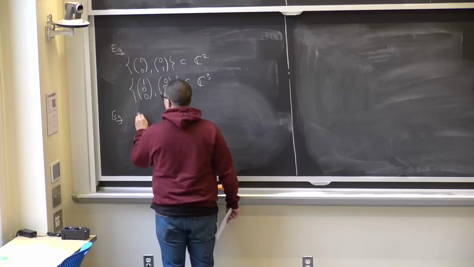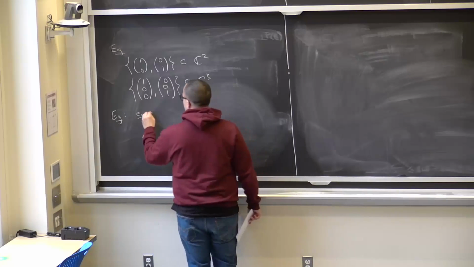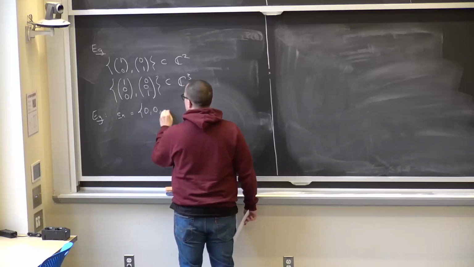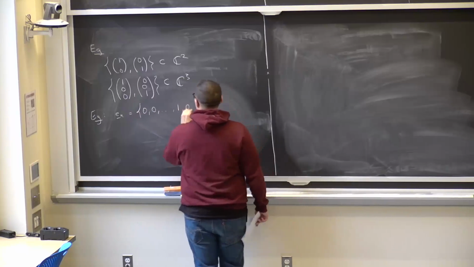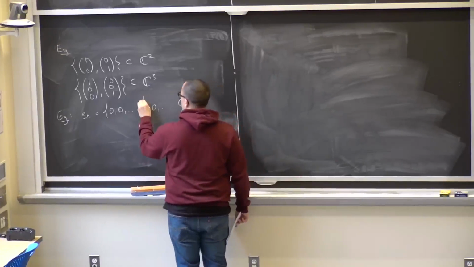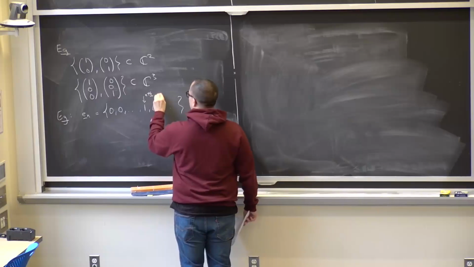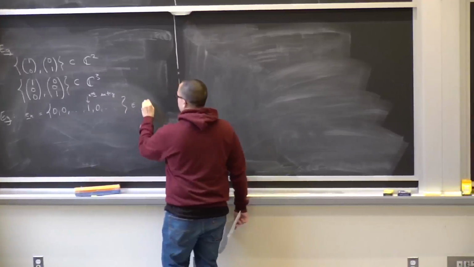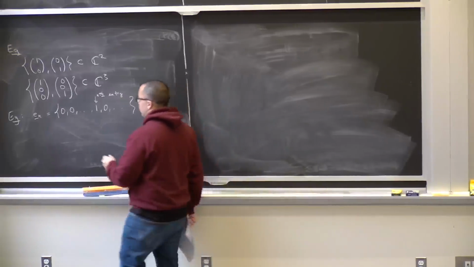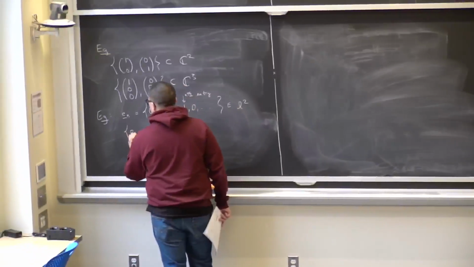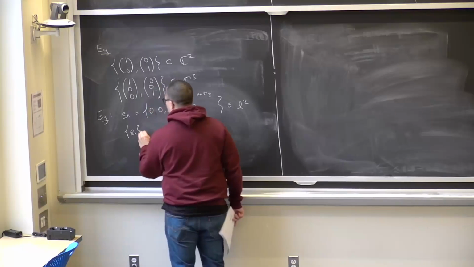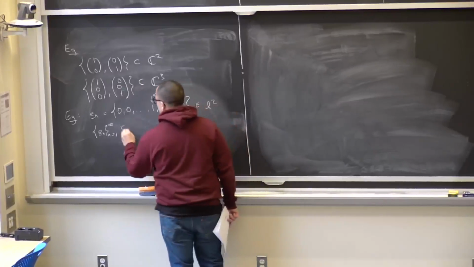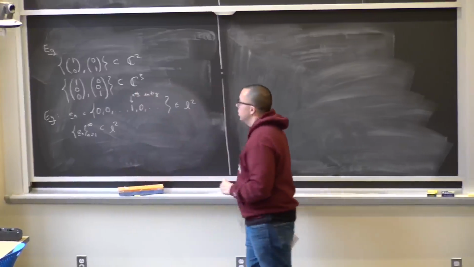Let's say, using notation from before, if I denote by E sub n the sequence consisting of zeros up until I hit the nth spot, and then 0 afterwards, which is an element of little l2, then this is an orthonormal subset of l2. Okay?